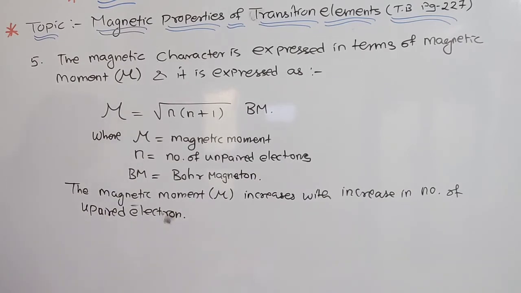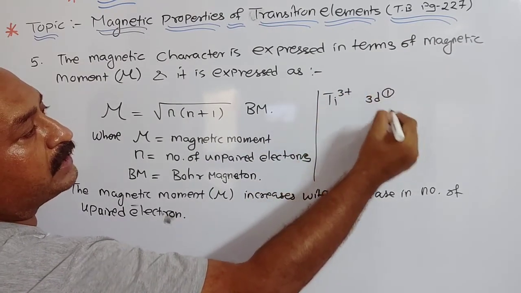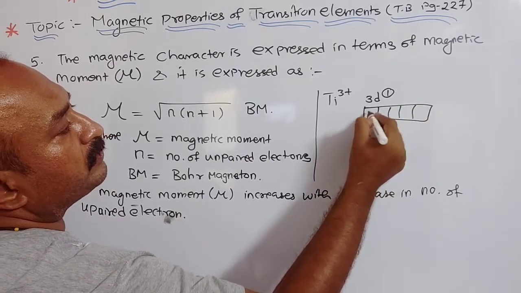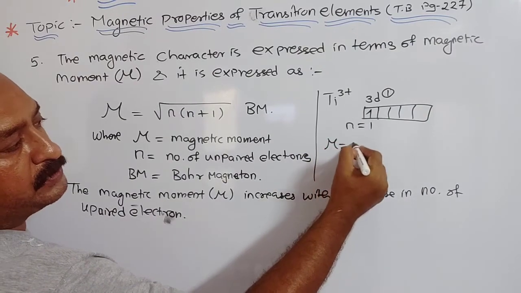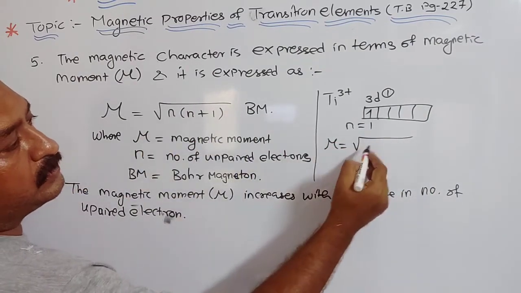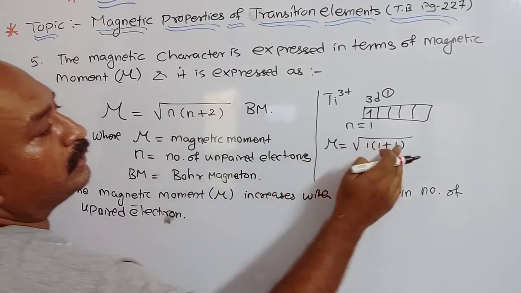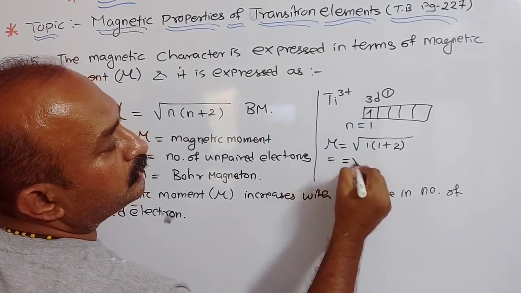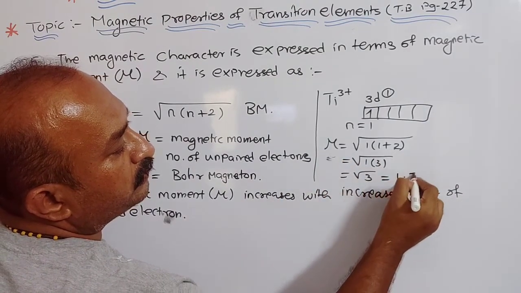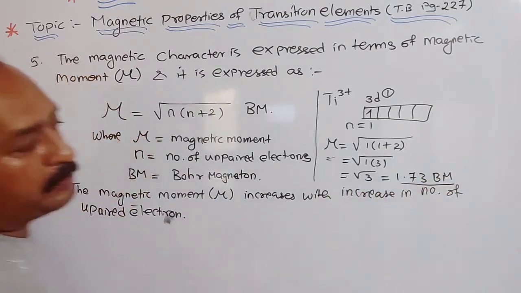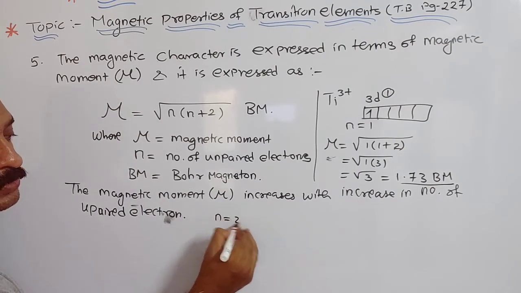Suppose titanium, Ti3+, it is 3d1. 3d1 means how many unpaired electrons? Only one unpaired electron. Means n is equal to 1. So if I substitute that value, mu is equal to root of n into n plus 2, which is root of 1 into 3, that is equal to root 3, which is equal to 1.73 Bohr magneton. Understood?